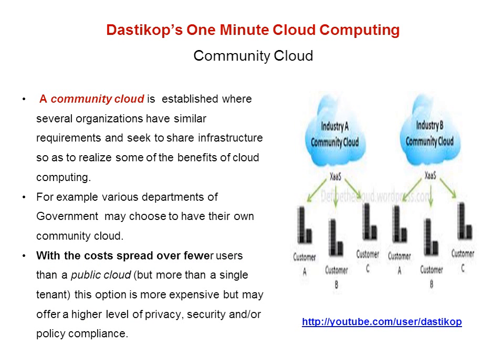There is another cloud computing deployment model called community cloud. As the name suggests, a community cloud is a group of companies or organizations with identical or similar interests. A community cloud is established where several organizations having similar requirements seek to share infrastructure so as to realize some of the benefits of cloud computing. For example, various departments of government may choose to have their own community cloud. Assume that all the educational departments of all the Indian states create one cloud computing platform so that they can share.